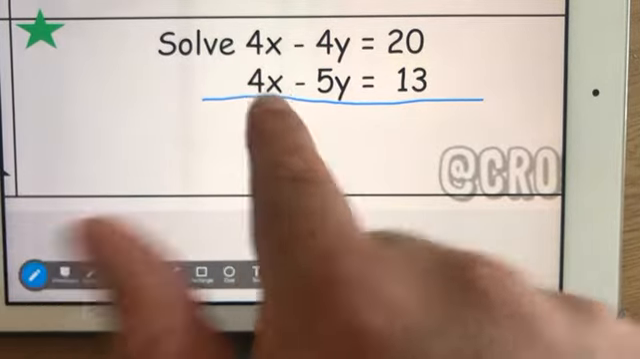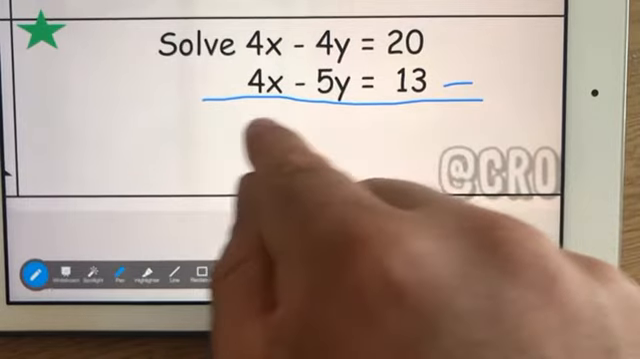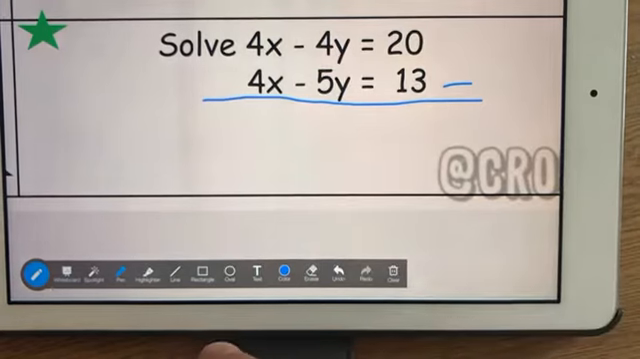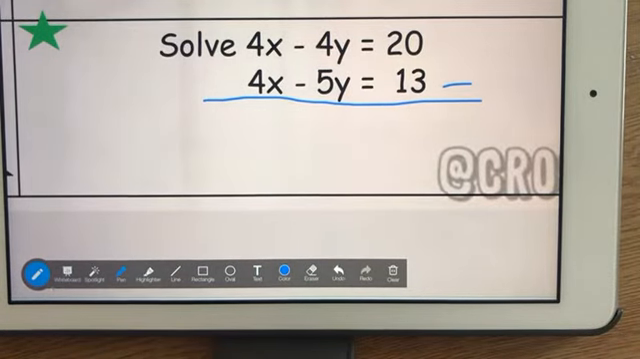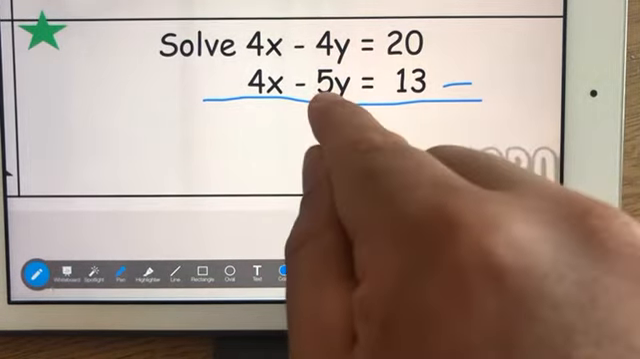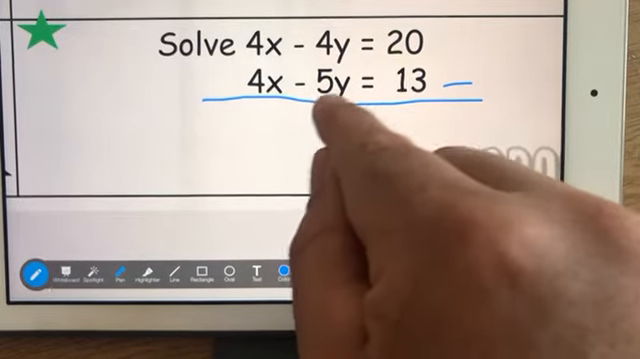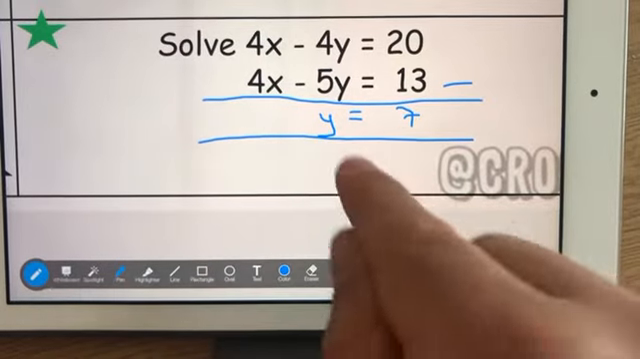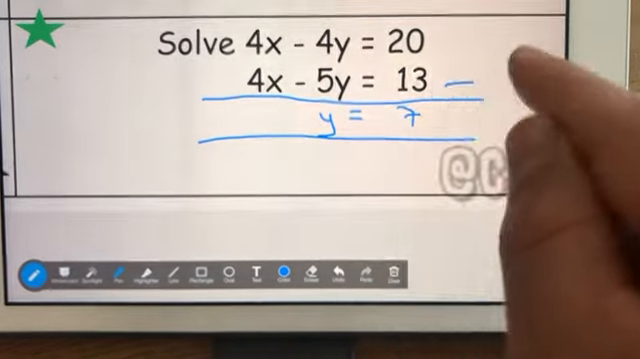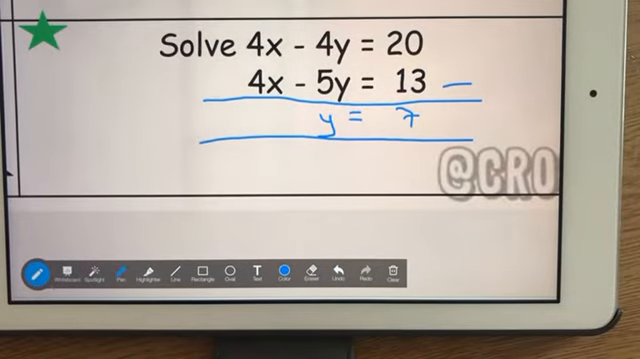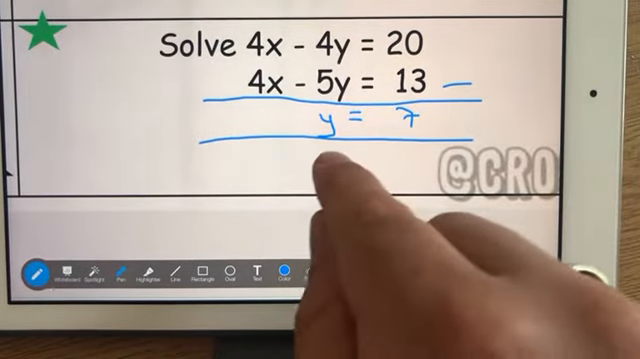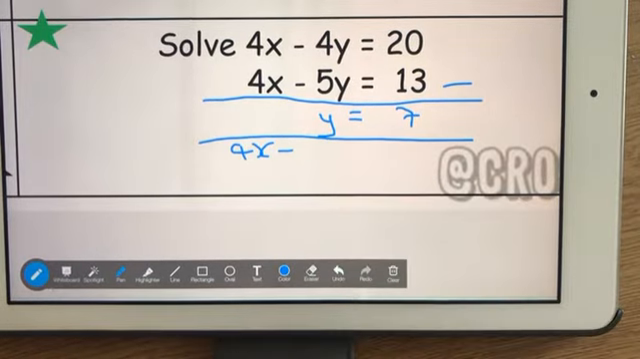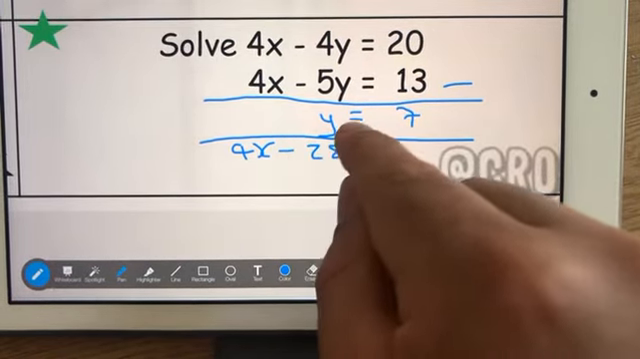So 4x take away 4x is just nothing. 4y take away minus 5y is the same as 4 add 5, which gives me 9y. 20 take away 13 is just 7, so y is 7. Once you've worked out y is 7, you can substitute that back into the top one or the bottom one, doesn't really matter. I'm going to go for the top one. 4x take away 4 lots of y, so take away 4 lots of 7, so take away 28, equals 20.